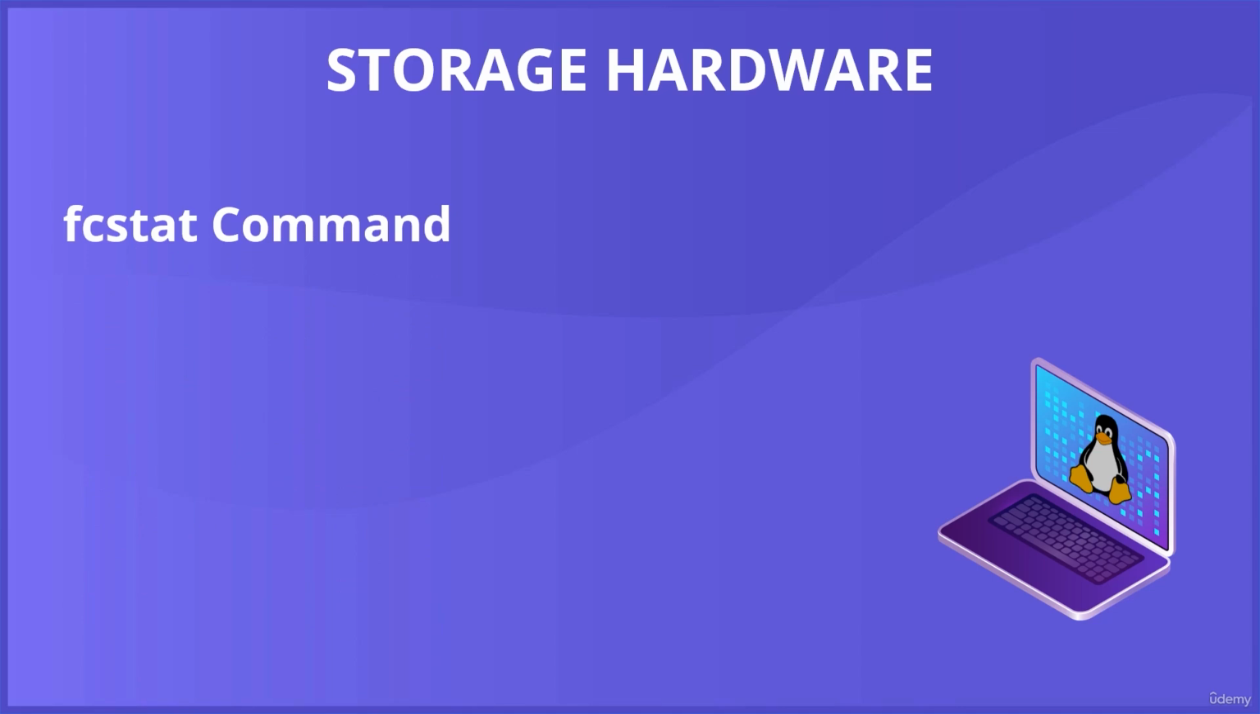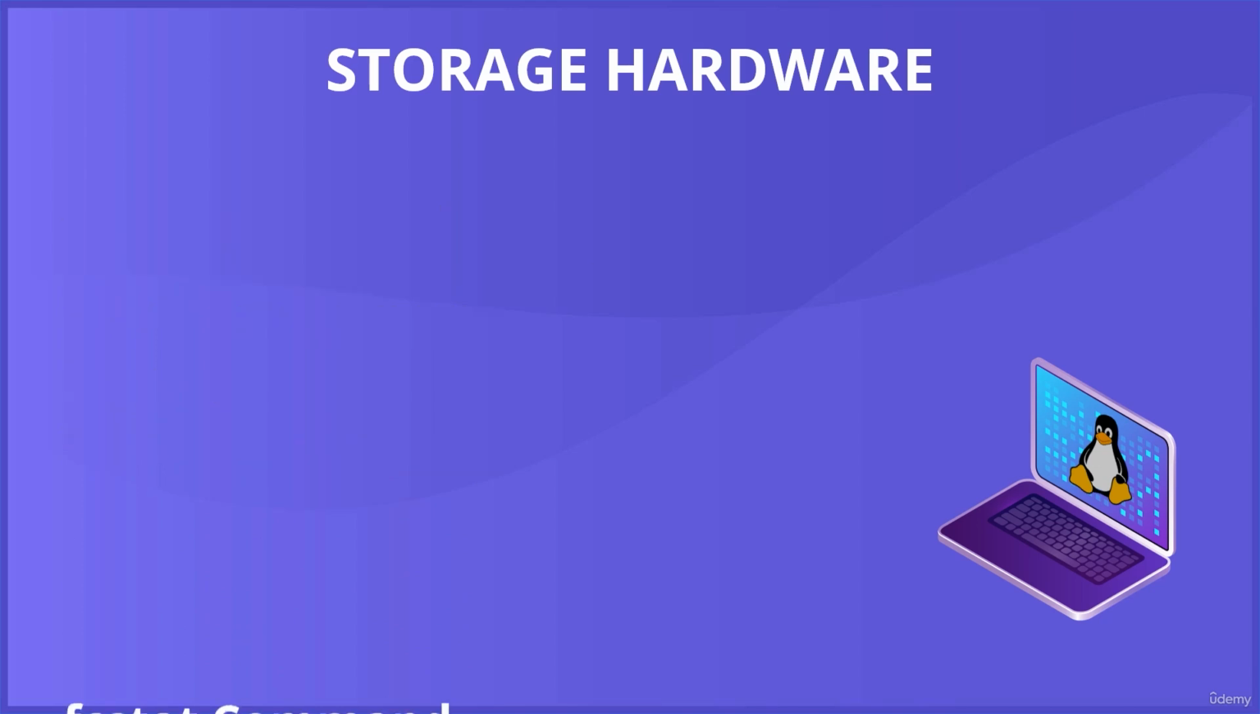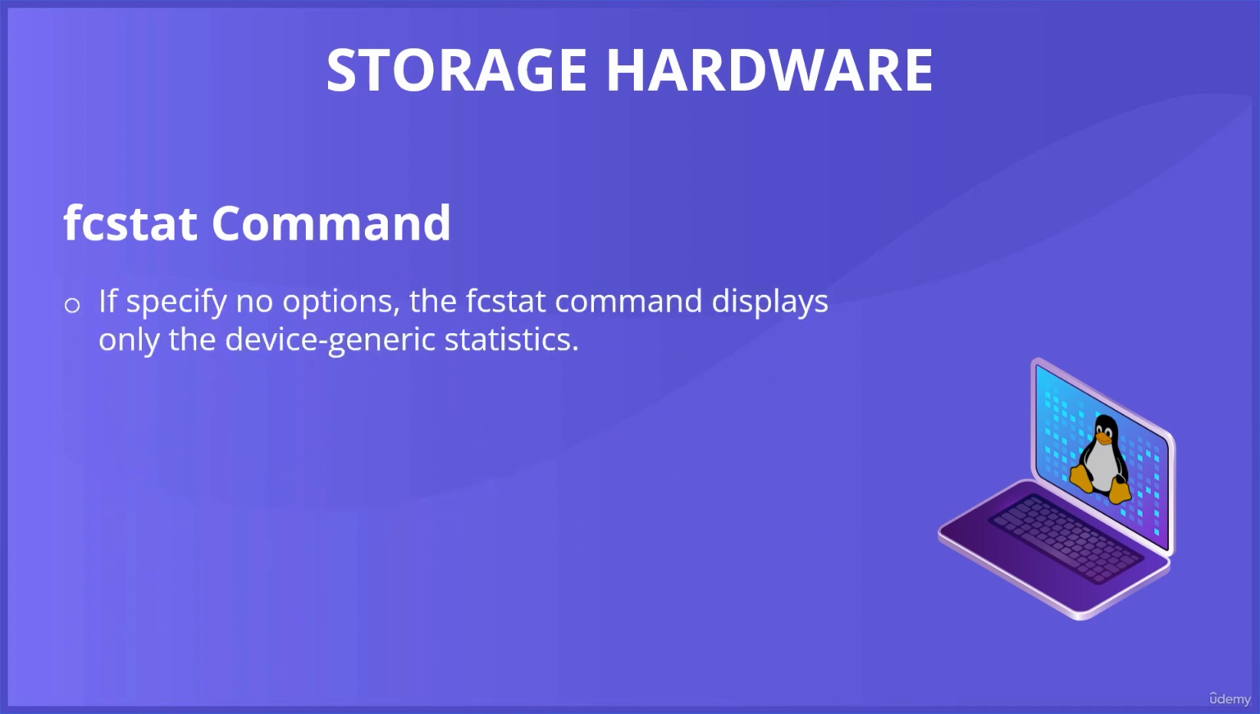Now, another command which we're going to talk about is fcstat. It displays the statistics gathered by the specified fiber channel device driver. So if you specify the device-specific statistics, these statistics display in addition to the device generic statistics. So here's the syntax of the command: fcstat, in square brackets, option, device_name. And then if you specify no options, the fcstat command displays only the device generic statistics.